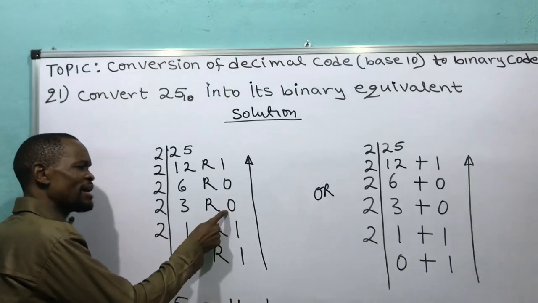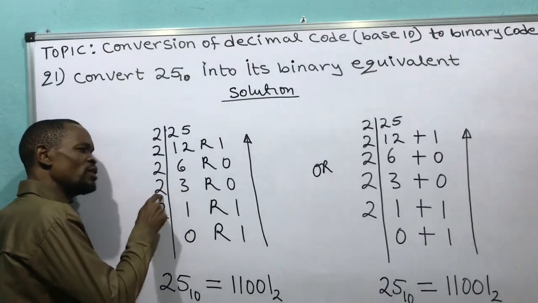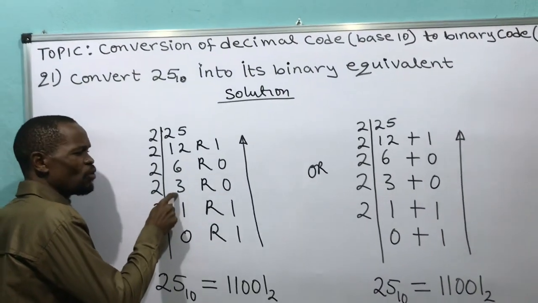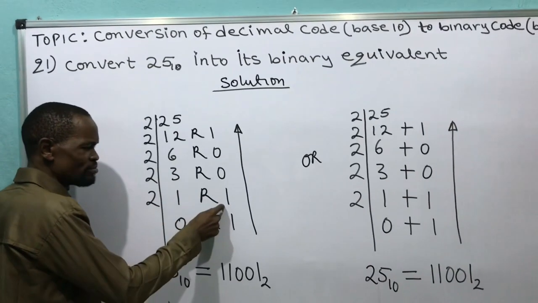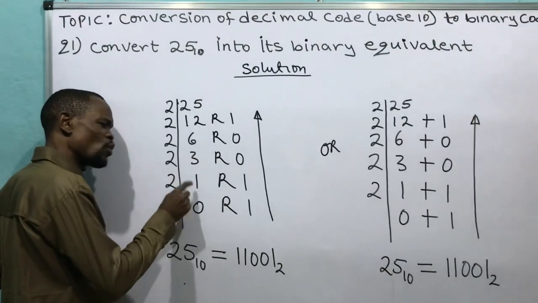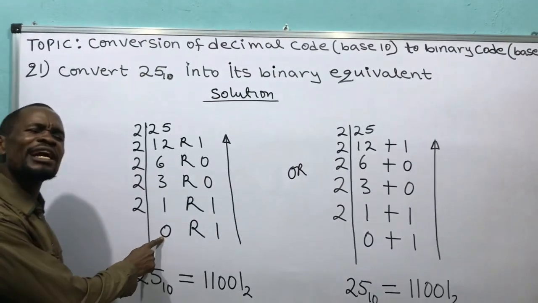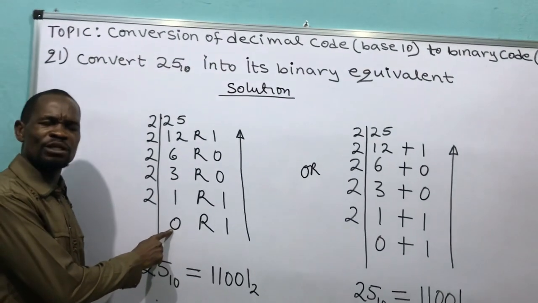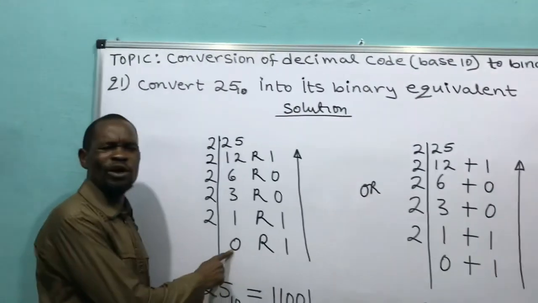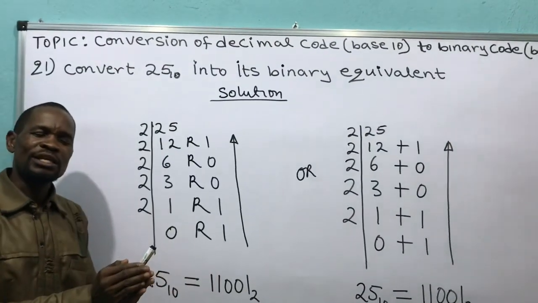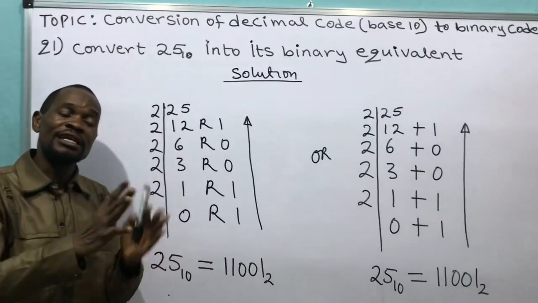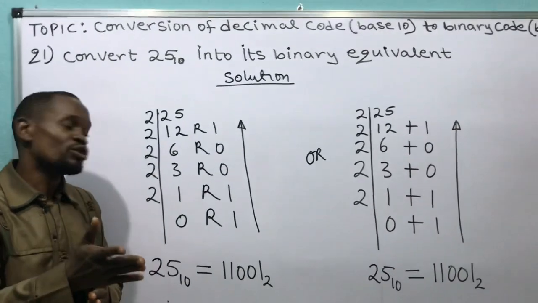2 divided into 6 will give me 3, remainder 0 as well. 2 divided into 3 will give me 1, remainder 1. 2 divided into 1 will give me 0. Why? Because two people sharing one thing, it's impossible. They can't be able to get anything. What we do is to keep it so that when somebody gives us another thing, it will become 2, and we can be able to divide.